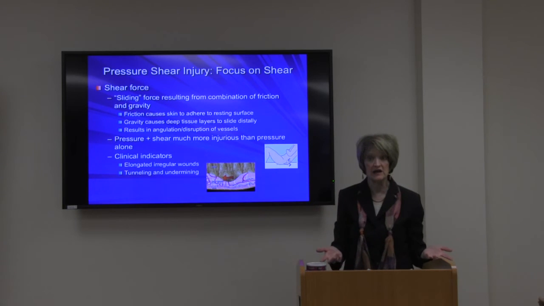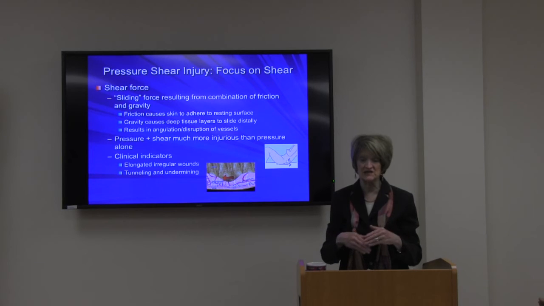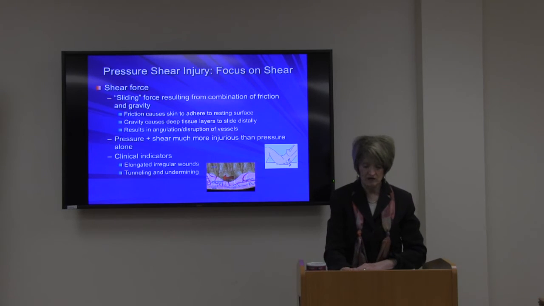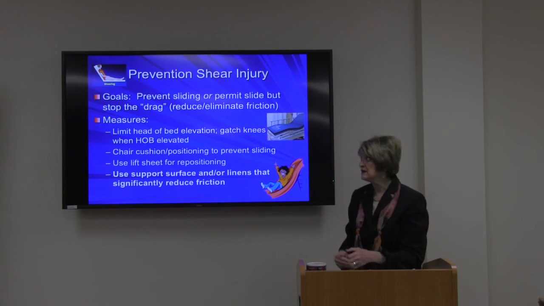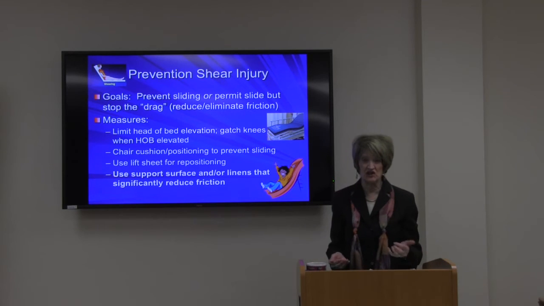What we see clinically, we see wounds with undermining, tunneling. We see irregular, elongated wounds. Those findings strongly suggest a combination of pressure and shear. So shear is very damaging. We don't want our patients exposed to shear.